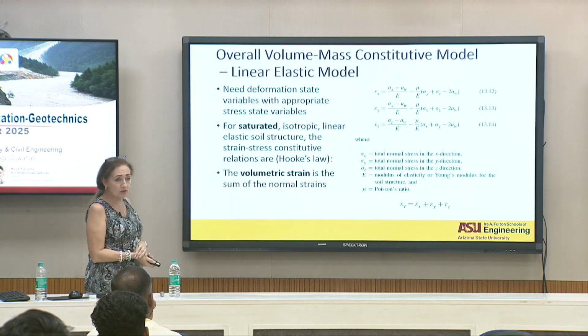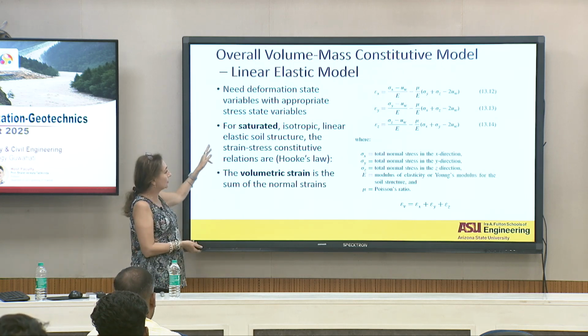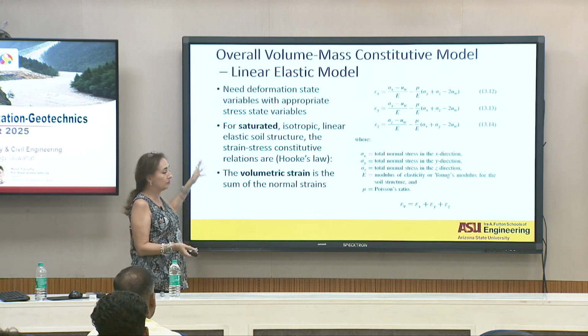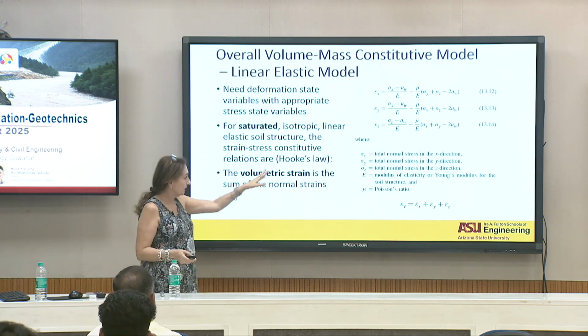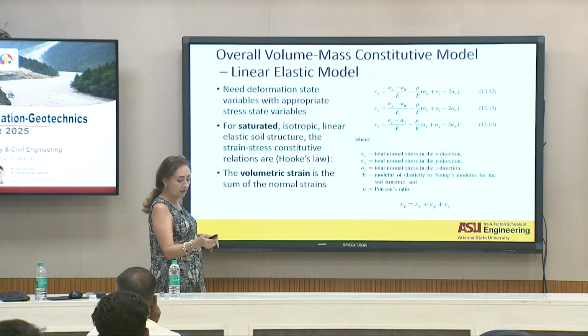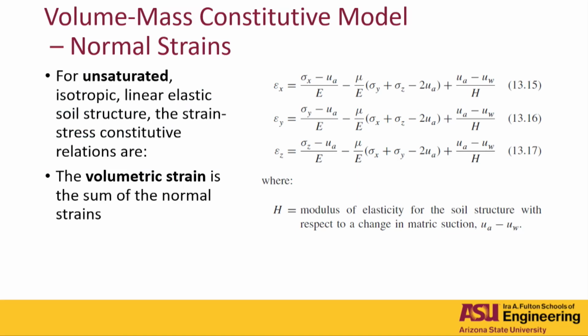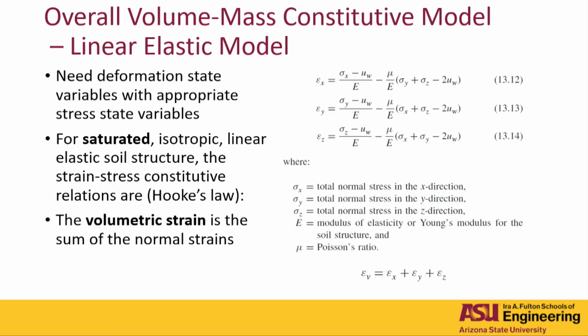So when you have a saturated, isotropic, linear elastic solid structure, the stress-strain constitutive relationships are pretty much Hooke's law, right? That part of it. And the volumetric strain is the sum again of the normal strains right there. So the volume-mass constitutive models, when we talk about normal strains, these ones were for saturated isotropic conditions.